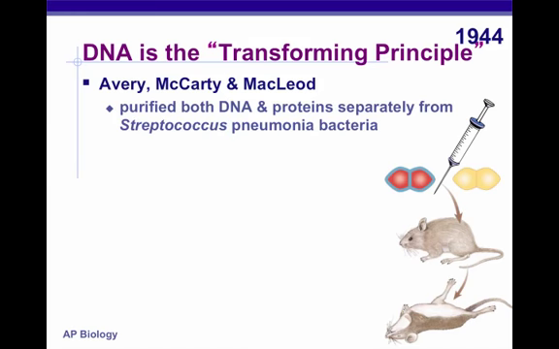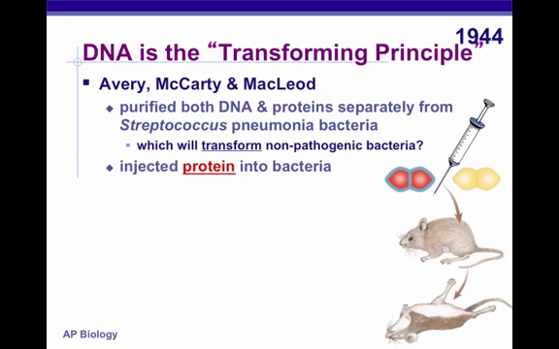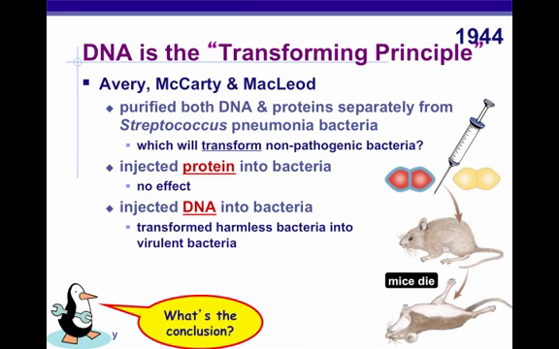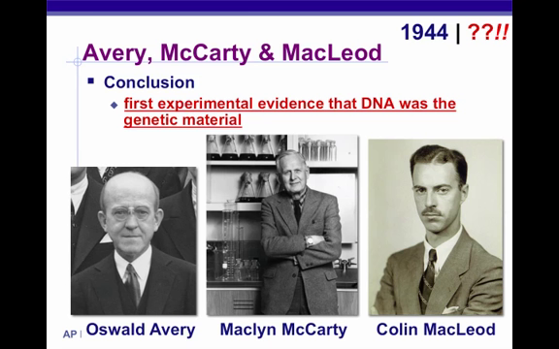Let's see this. Purified both DNA and proteins separately from the Streptococcus pneumoniae bacteria, which will transform non-pathogenic bacteria. So we're going to inject the protein into the bacteria, and it has no effect. We inject the DNA into the bacteria, and it's going to transform the harmless bacteria into the virulent bacteria. And the mice die. So now we prove that it's DNA. So let's go ahead and look again. Conclusion. The first experimental evidence that DNA was the genetic material.